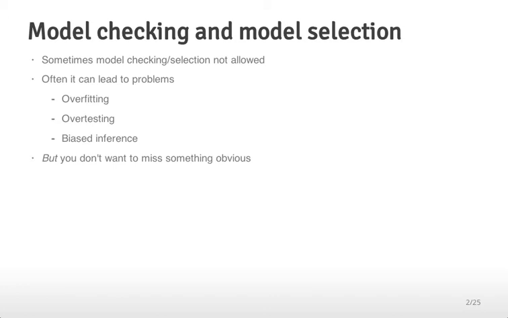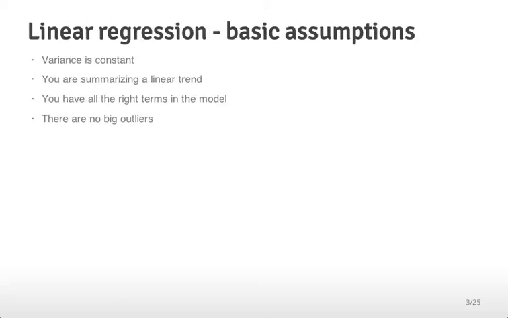In other words, your confidence intervals don't have the coverage that you claim that they do, or the p-values don't have the properties that you claim that they do. And it might also mean that the estimates that you get are inflated in one direction or the other. But again, you don't want to miss something obvious where you see that there's a particular problem with your data set that somebody else would obviously see. So it's good to do at least a little bit of basic model checking, particularly with exploratory analysis.